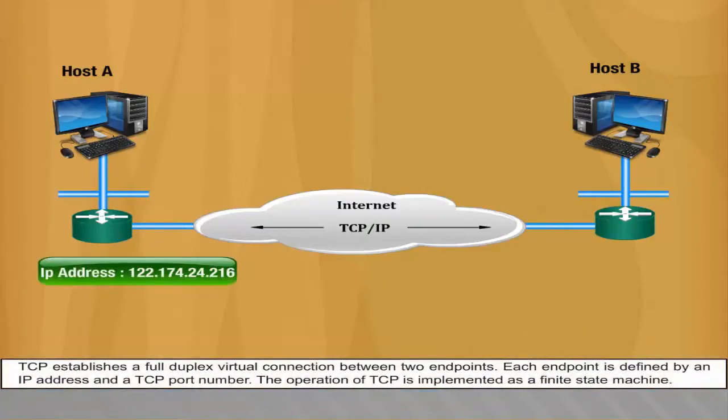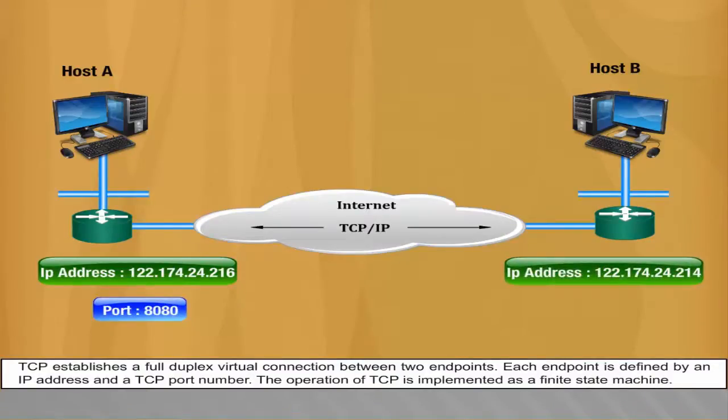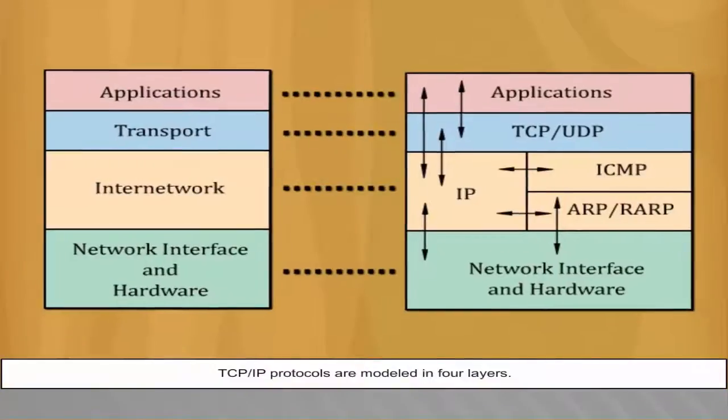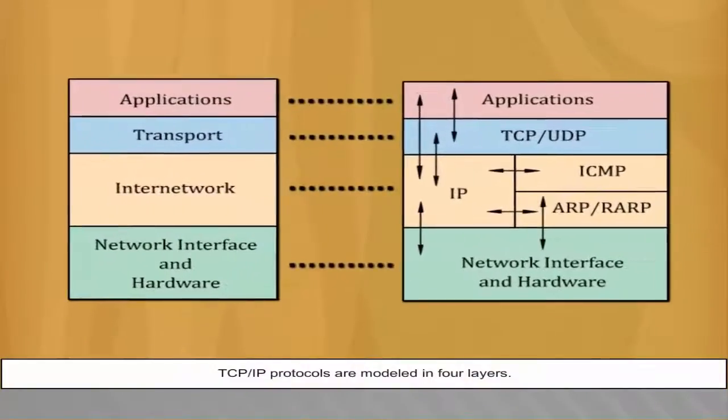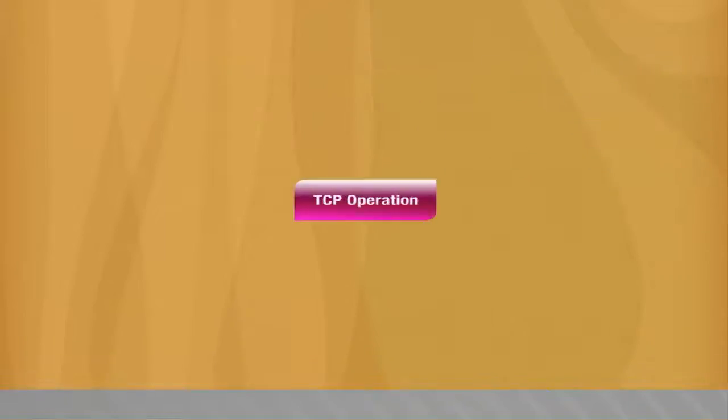TCP establishes a full duplex virtual connection between two endpoints. Each endpoint is defined by an IP address and a TCP port number. The operation of TCP is implemented as a finite state machine. TCP/IP protocols are modeled in 4 layers. TCP operation.